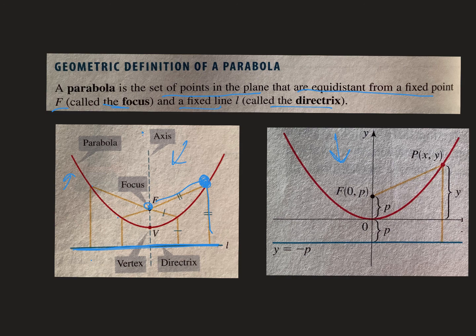There's an axis of symmetry that goes right through the vertex, right through the middle of the parabola. You know about that already, and you also know that a parabola has a vertex. That stuff you know. Now, a couple other things here. The distance between the focus and the vertex, we're going to call that distance P. Also from the vertex to the directrix, we're going to call that distance P.